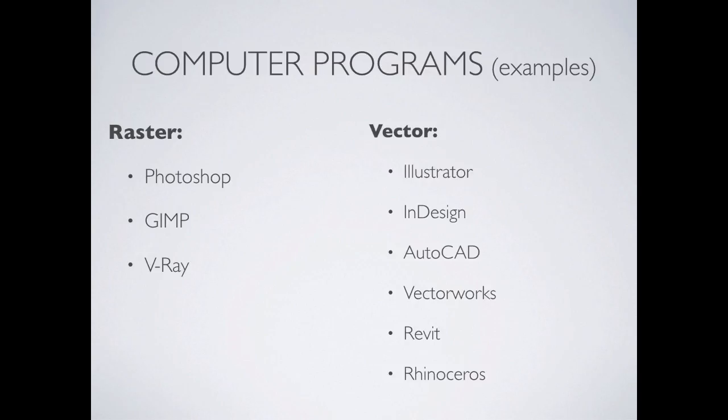But it is also a vector graphic. AutoCAD, definitely a vector graphic, math-based, right? We'll talk about coordinate systems in AutoCAD when we get to that section. Okay? Vectorworks, Revit, Rhino, right? These are all vector programs. Okay? So there's just subtle differences, and it's important to distinguish between the two.